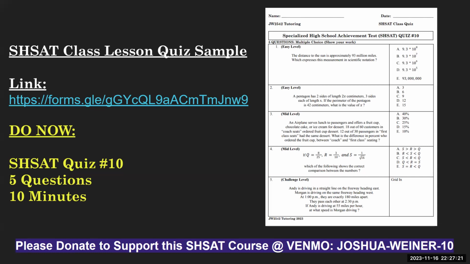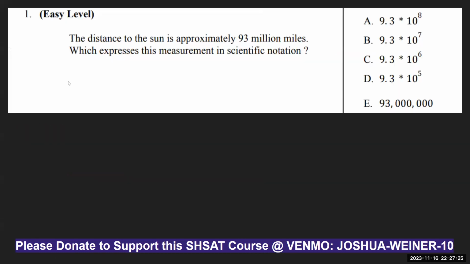Let's go to the next slide. I will show you a method to solve each of the questions on the quiz in less than 2 minutes. Here we go with question number 1. Question number 1 reads, the distance to the sun is approximately 93 million miles. Which expresses this measurement in scientific notation?